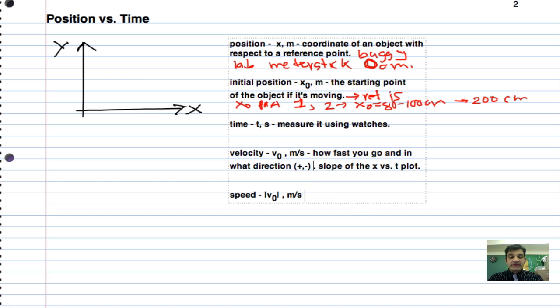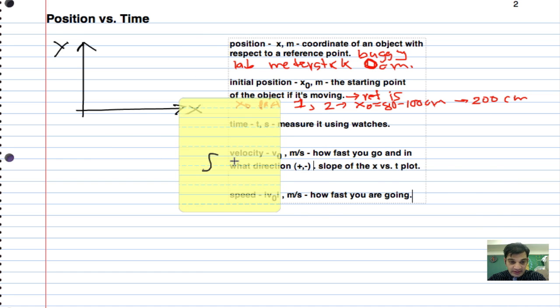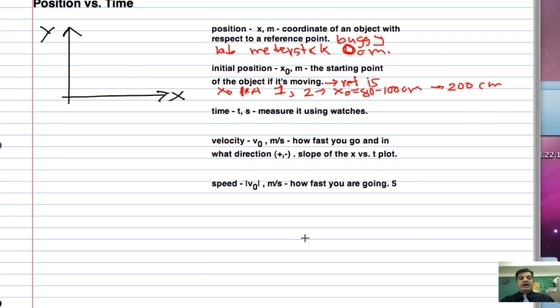And then for speed, it's simply how fast you go. We'll get a little bit more clear on this in a second. So right now, we're talking about how fast you go and in what direction, and speed is simply how fast you're going. We're going to distinguish this later on. For the buggy lab we're talking about, there's actually a very special name for this particular kind of speed and velocity, but we're not going to worry about that right now.